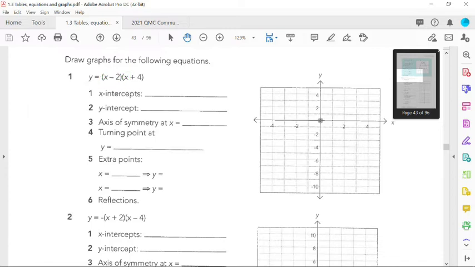What page is this? So 41, I think. 43. Yeah. Okay.